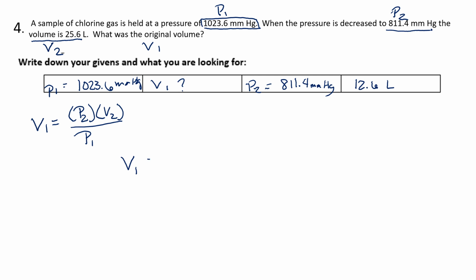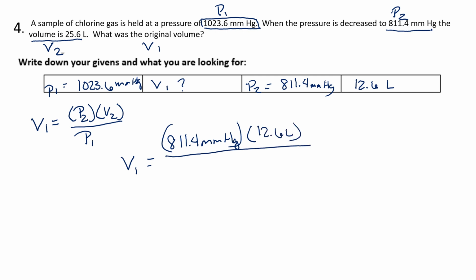So V1 is equal to 811.4 millimeters of mercury times V2, 12.6 liters, divided by P1, which is 1,023.6 millimeters of mercury. Millimeters of mercury cancel each other out. Plug this into our calculator, and we get 20.3.